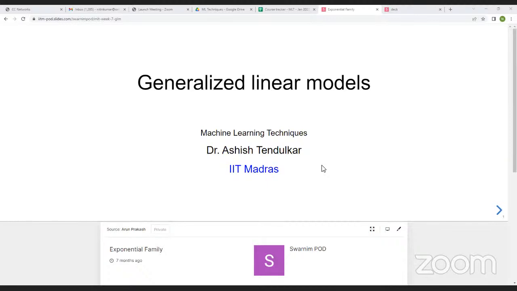Okay, so can you see the screen? Generalized linear model? Yes. Okay.